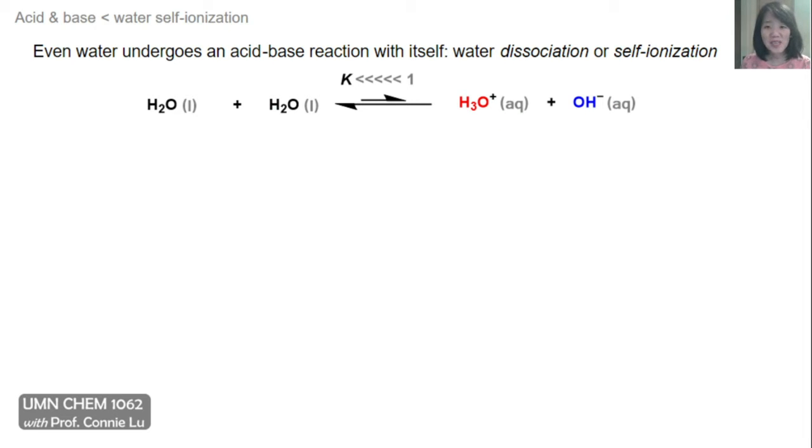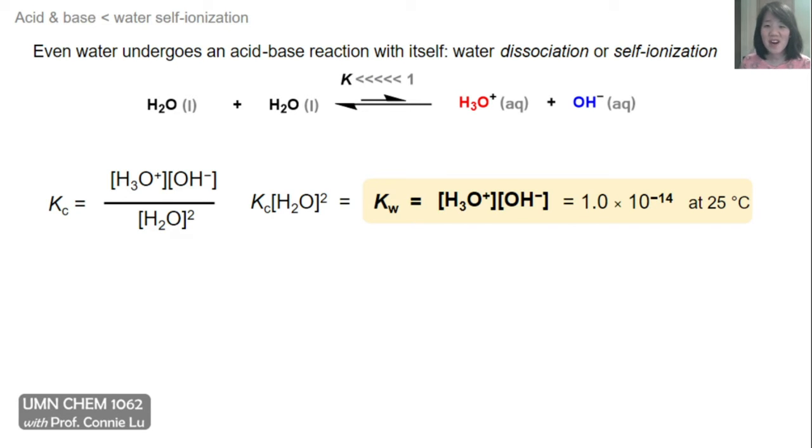Now this equilibrium constant is extremely small. We can also define a new equilibrium constant called Kw, where W stands for water. And this stems from the Kc expression, but again, because water is a solvent, we can take it out of consideration, leaving behind just the product of the hydronium ion and the hydroxide ion. And at room temperature, this product, which is Kw, has a value of 1 times 10 to the minus 14.